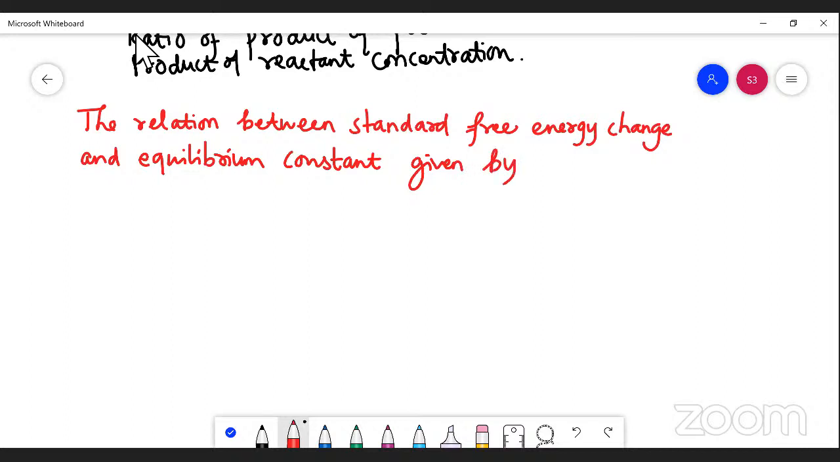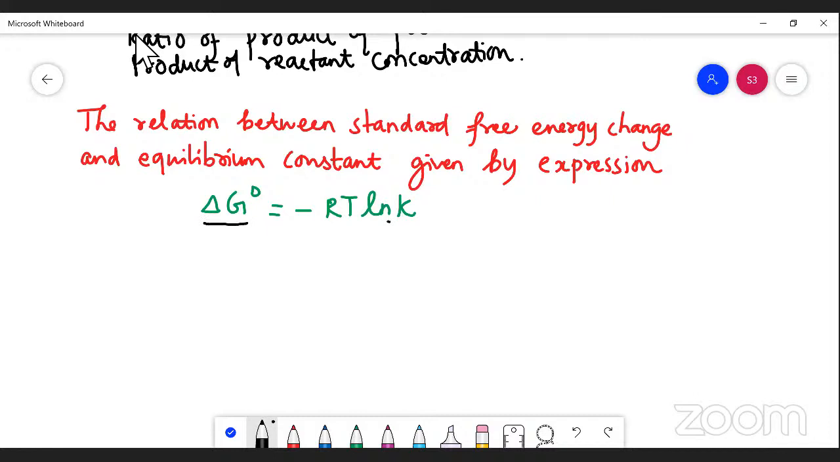Now I am going to give one expression that relates the equilibrium constant with the free energy. That relationship is del G naught equal to minus RT ln K. This is a mathematical expression that gives a relation between free energy and the equilibrium constant.